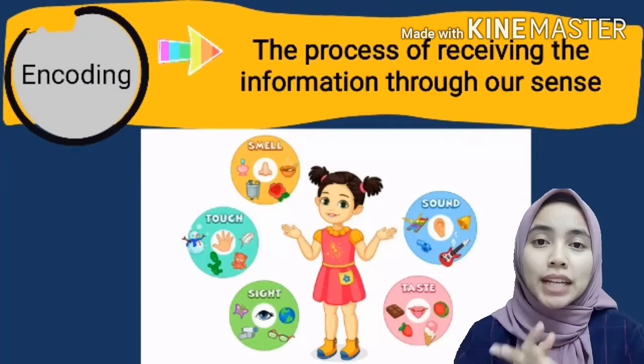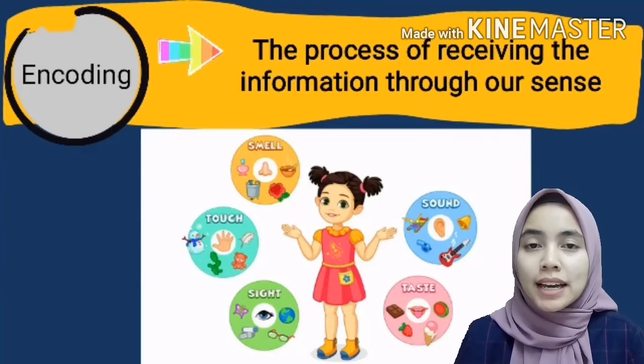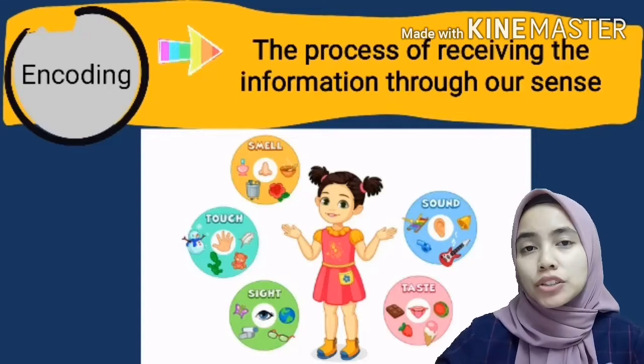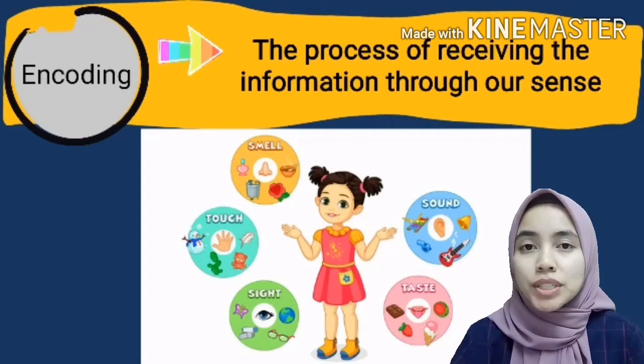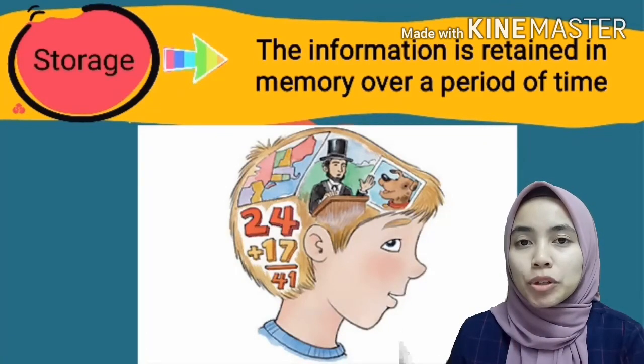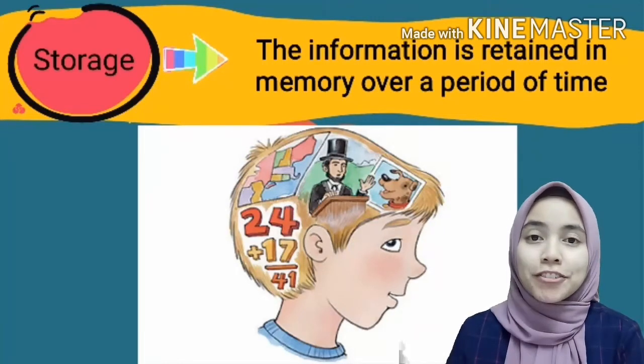Encoding is also known as getting the information into our brain and transferring the information to the second stage, which is storage. The second stage in how memory works is storage, which means the information is retained in memory over a period of time.